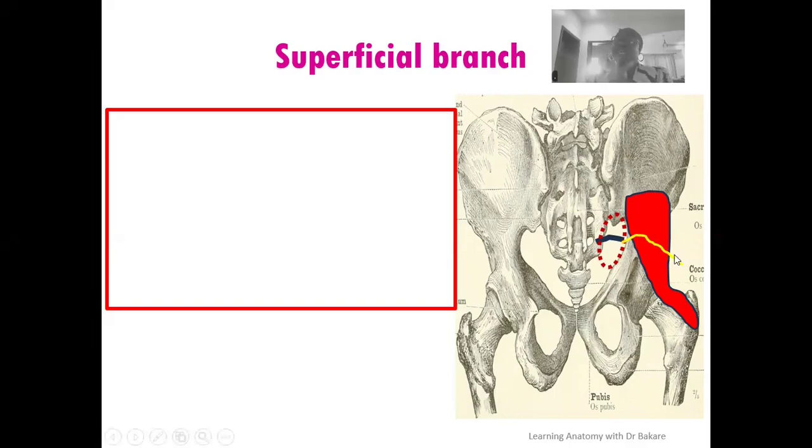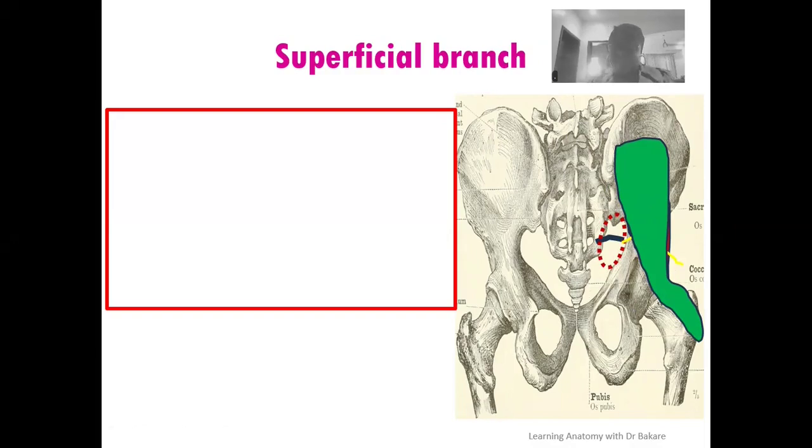This deep branch, just as the name implies, is seen positioned deep within the gluteal region. And it is located between the gluteus minimus and also the gluteus medius. This is the gluteus minimus here, highlighted in red. The gluteus minimus is the deepest muscle of the gluteal region. And this gluteus minimus is overlaid by the gluteus medius. This is the gluteus medius here that is highlighted in green. So the deep branch of the superior gluteal artery is sandwiched between the gluteus minimus and the gluteus medius. And this is what is represented here in this image.